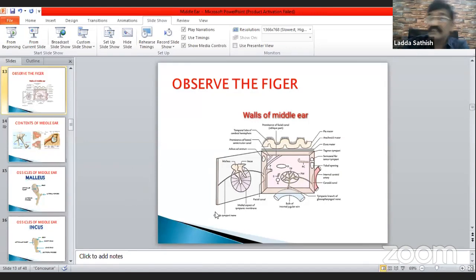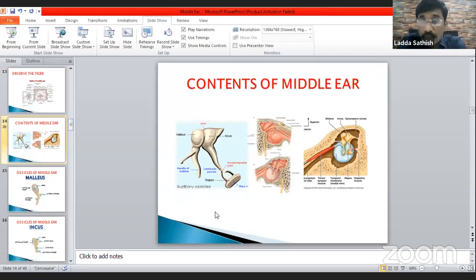Now the next is the contents of the middle ear. So the middle ear contains three things. One is ossicles, second is nerves, and third is muscles. The middle ear consists of three ossicles, and those are malleus, incus, and stapes. These are the three ossicles which are the contents of the middle ear, and which are working as the conducting part of the middle ear. Now a nerve which is passing through the middle ear is the facial nerve, and two ossicles which are by the side.